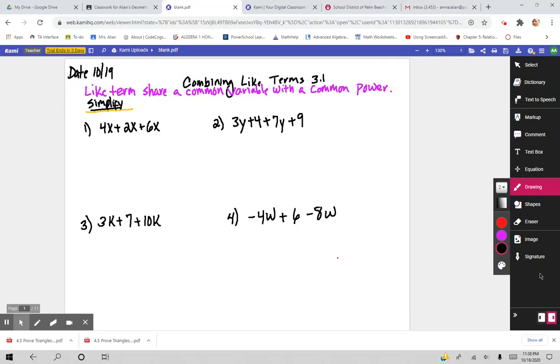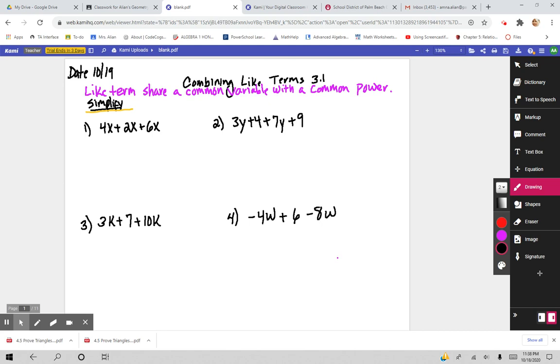Hi everyone. In this lesson, we're going to learn how to combine like terms and how to solve equations where you have to combine like terms. Let's begin by defining what a like term is. Like terms share a common variable with a common power. Let's look at our first example.